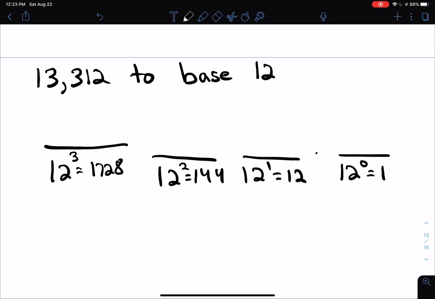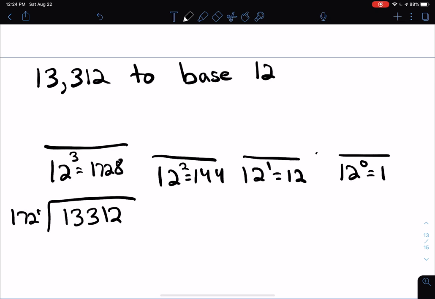And I believe 12 to the 4th is going to be too big. Yes, 12 to the 4th would be 20,736. So stopping there, we're going to take 13,312 divided by 1728. I'm going to use my calculator to speed this up a little. I know it goes in 7 times. So 1728 times 7 is 12,096. Remainder 1216. So we had a 7 here.